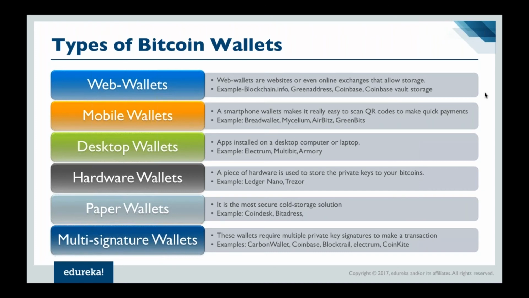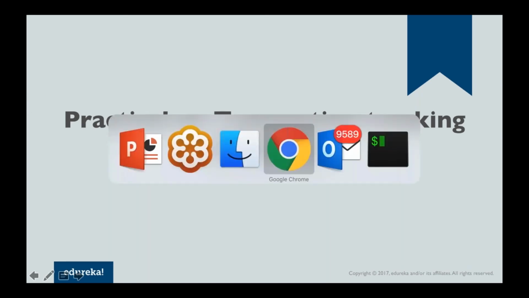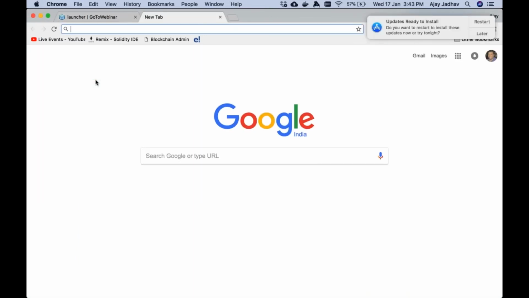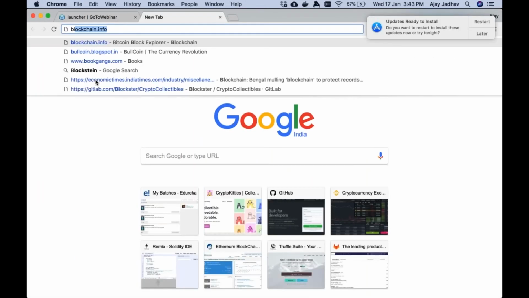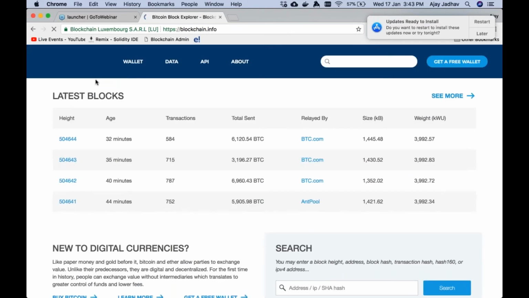Okay, so let's look at some of the example how a transaction can be tracked on Bitcoin. So I'm going to share you an example of an online public blockchain. This is a website called blockchain.info, where you can see what are the latest blocks which are being mined. So this is a live blockchain of Bitcoin, and you can see the latest block is 504644, which was mined 32 minutes back. It has 584 transactions, and so many bitcoins were transacted in that particular block.